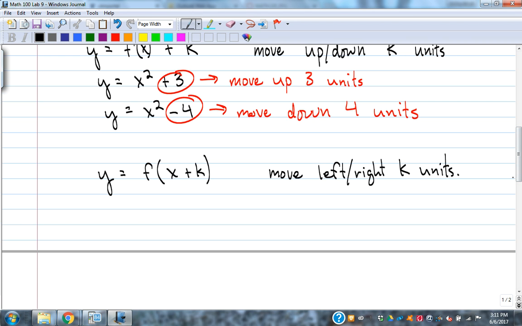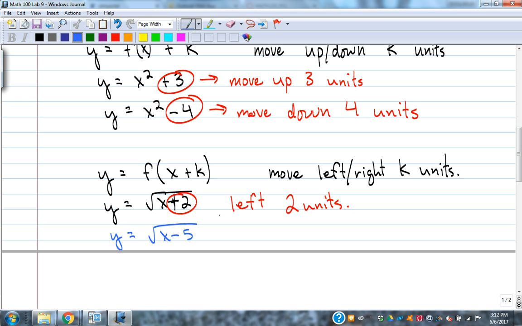Remember, things happen the opposite direction on the inside. So let's say, for example, we have the square root of x plus 2. The plus 2 on the inside indicates that we move left 2 units. Whereas with the square root of x minus 5, that's going to indicate that we move right 5 units.